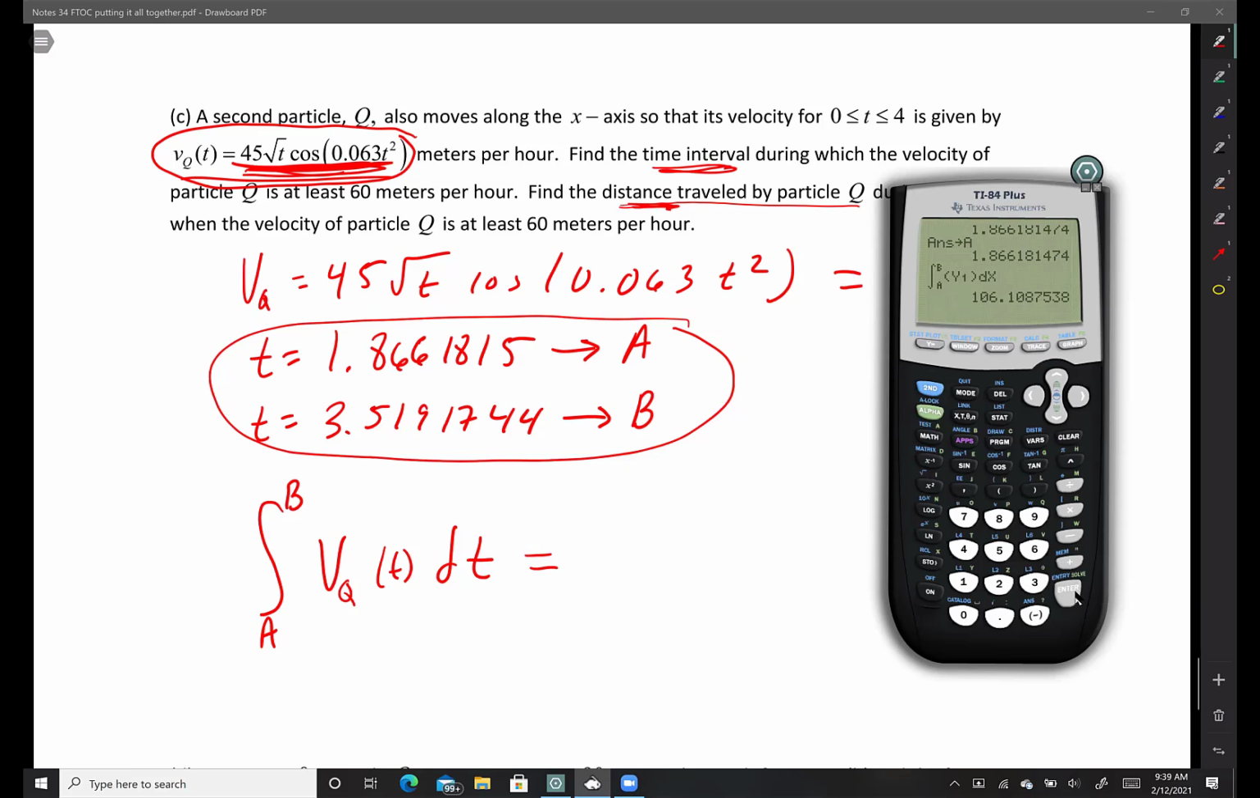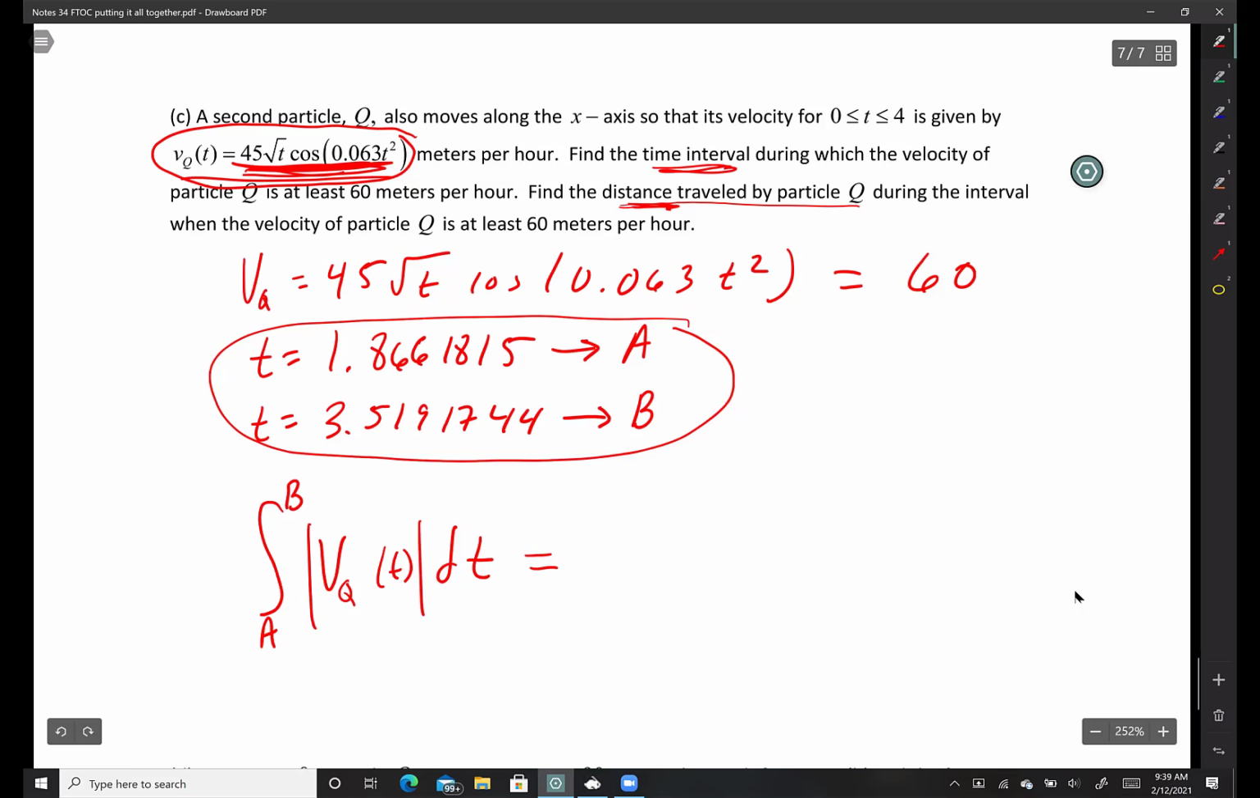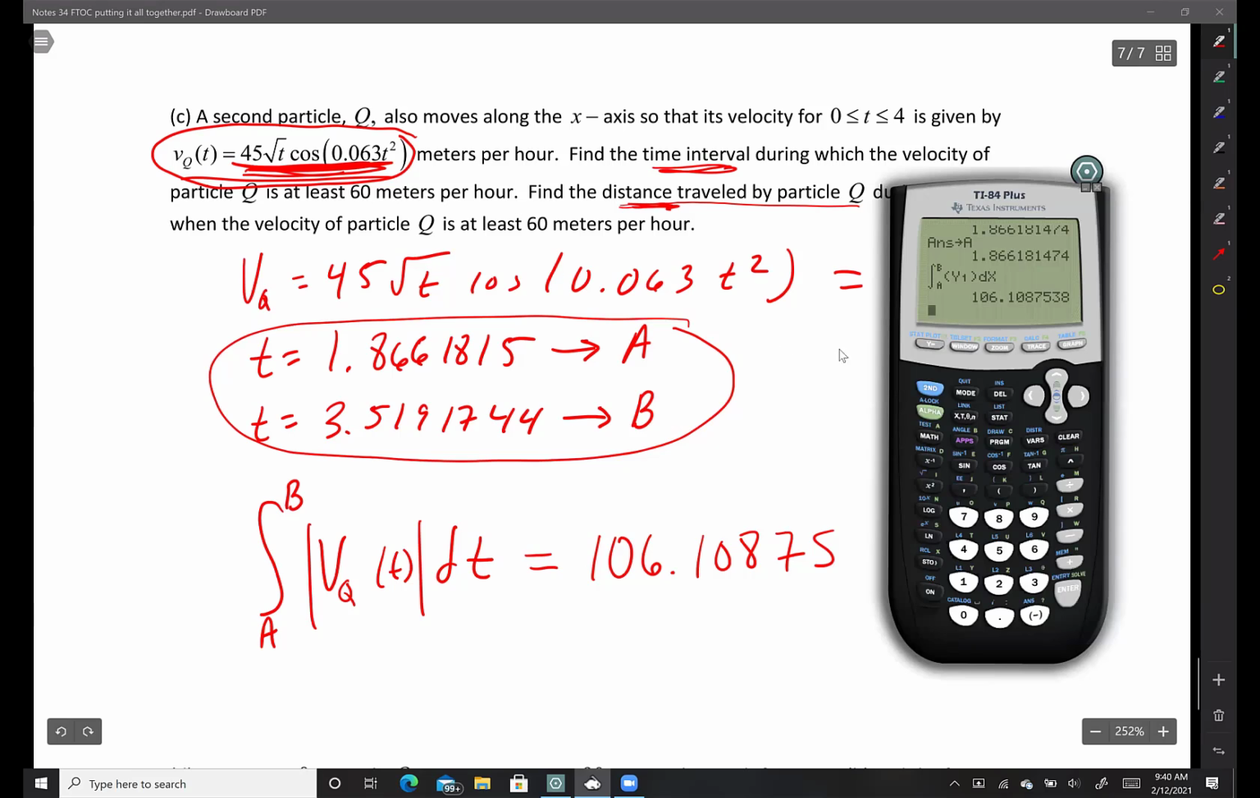Oh, by the way, I forgot to put absolute value. It doesn't matter. It's going to be the same value, guys. What was the calculator answer? 108. I need at least 3 digits. 10875. All right, I'm going to put absolute value, guys, just to show you. So let me take out the calculator again. Where is the absolute value located? So let me show you where it's at.